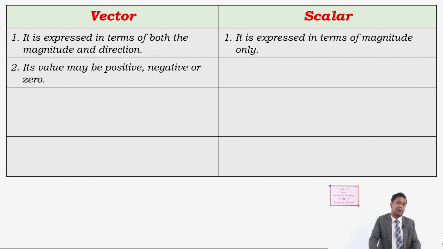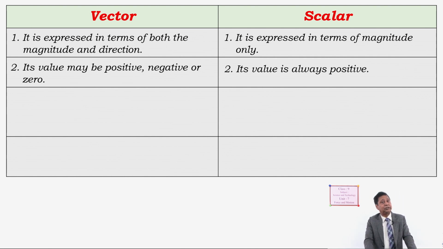Vector may be positive, may be negative and may be zero. I told you about displacement, its value may be negative, positive or zero. That is vector. And scalar, its value is always positive, it never is negative. We cannot expect that the mass of a body is minus 2 kilogram.